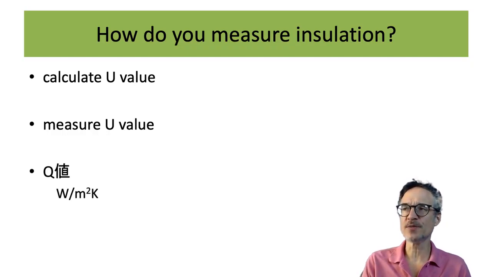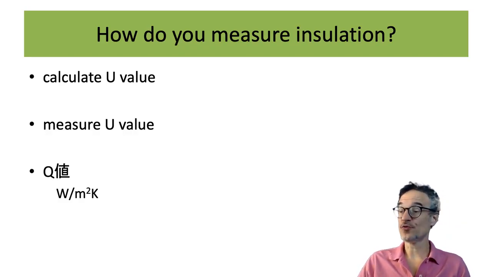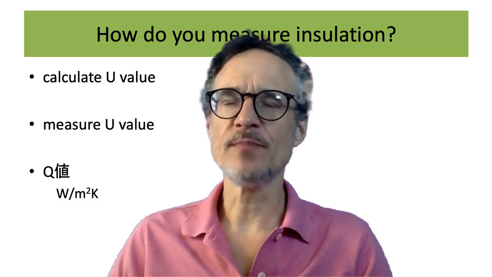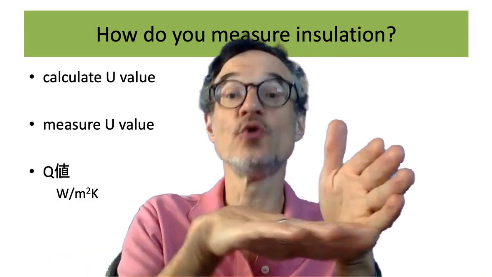Often Q in Japan, the Q sheet, or the Q value, is used to measure insulation. So this is how much heat the building loses through the area of, well, you can measure it by the area of wall, or you can measure it against the floor area of the building.